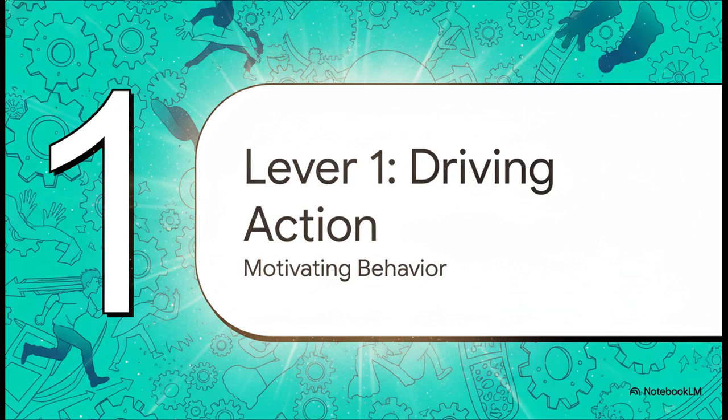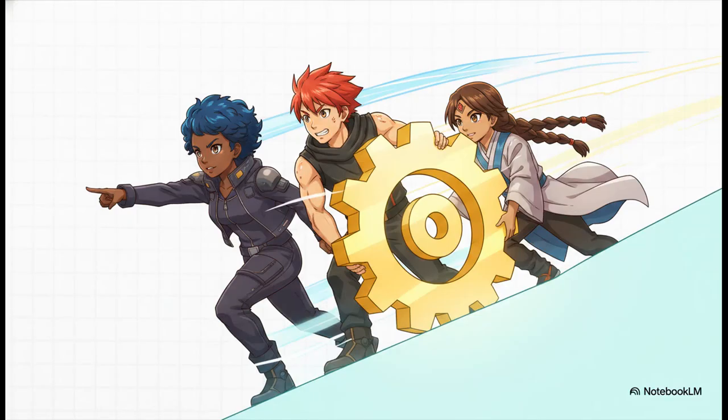Section 1, Level 1, Driving Action. Here, our goal is simply to get people to do something. Think about generating forward momentum. We're talking about launching a new sales initiative, getting your kids to finally start their homework, or encouraging your partner to hit the gym with you. This is all about generating activity where there currently isn't any, or maybe dialing up an activity that's already happening. When your goal is active creation or participation, you are operating strictly on this side of the behavioral equation.